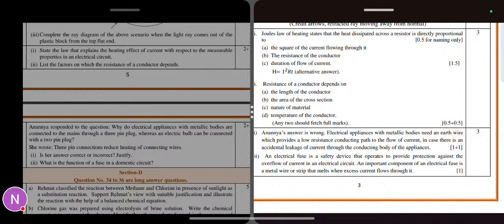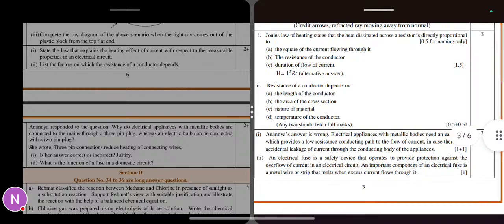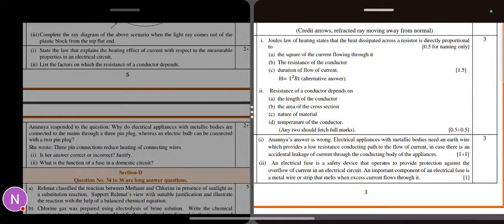Second, what is the function of the fuse in a domestic circuit? An electric fuse is a safety device that operates to provide protection against the overflow of current in an electrical circuit. An important component of an electrical fuse is a metallic wire or strip that melts when excess current flows through it.